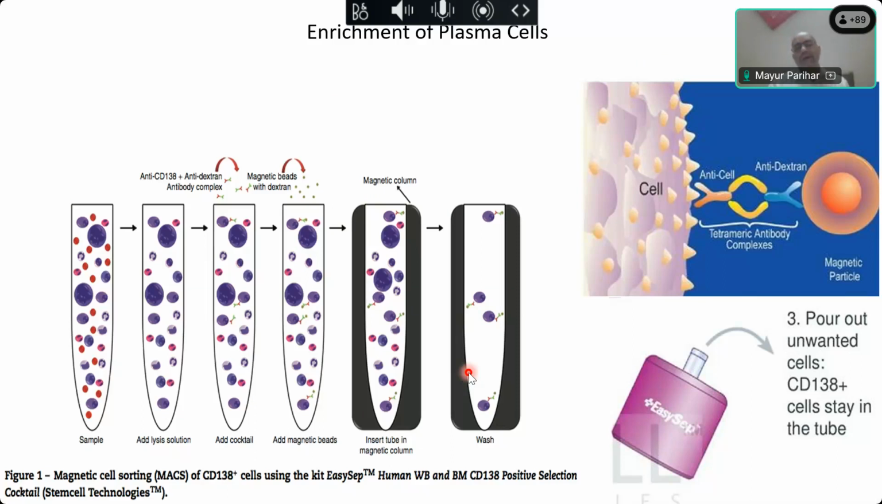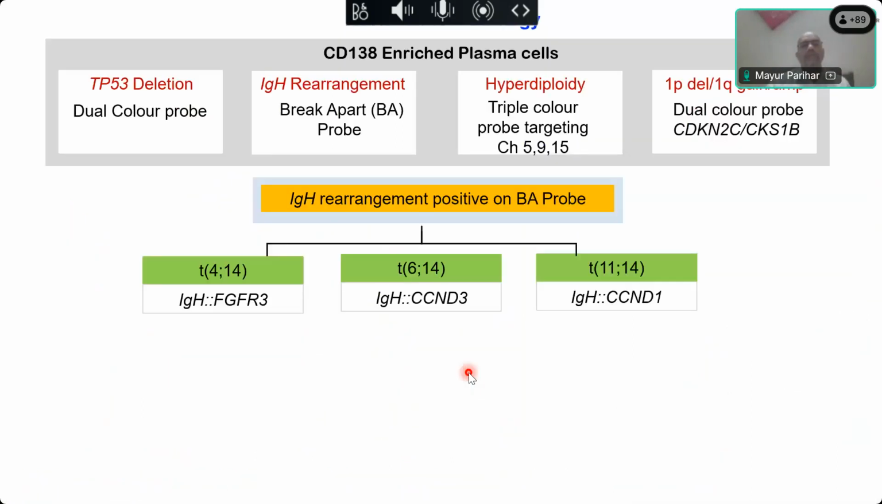Believe me, there are papers from India saying that in Indian myelomas, the frequency of cytogenetic abnormalities is very low because Indian myelomas are different. It is absolutely wrong. The cytogenetic abnormalities in myelomas in India are similar to those seen in the West. The point was we were not doing it the right way. So if you extract the CD138 plasma cells and you FISH them, you will find abnormalities.